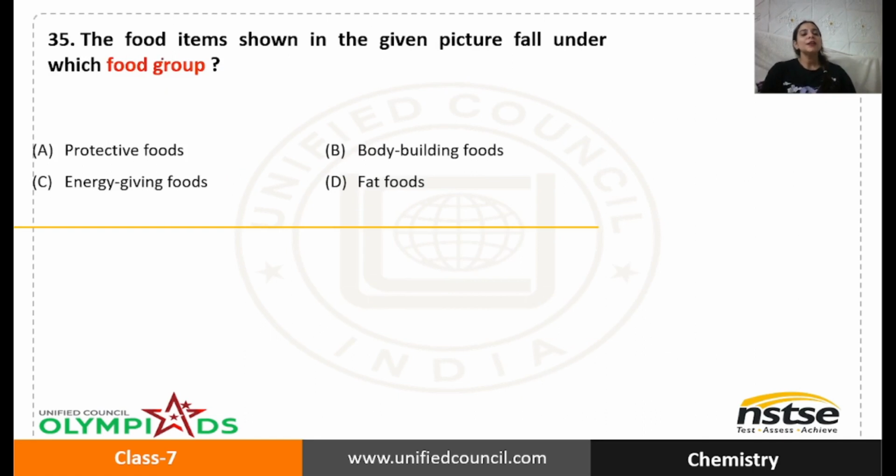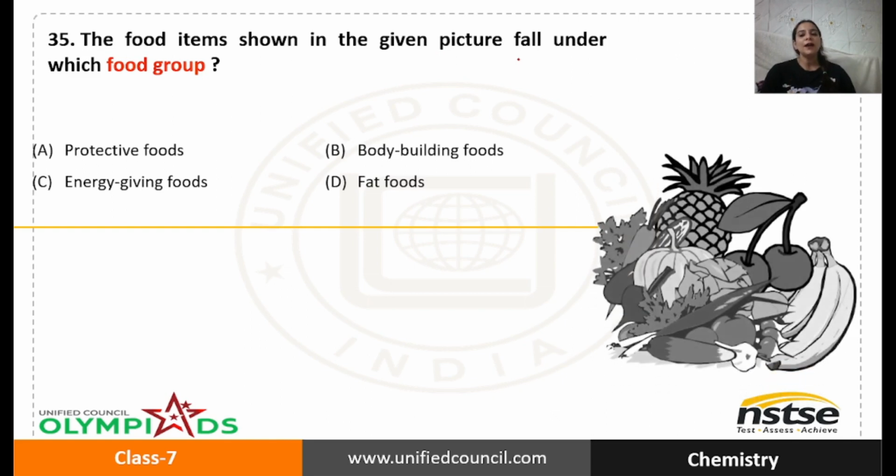Next question says, the food items shown in the given picture fall under which group? And here you have the food items.